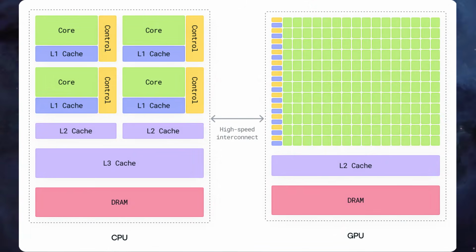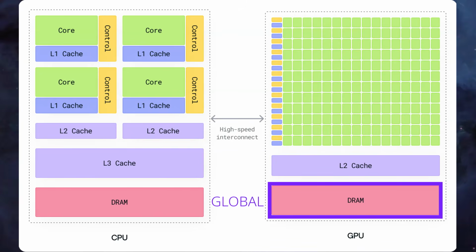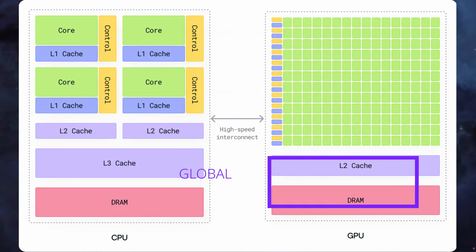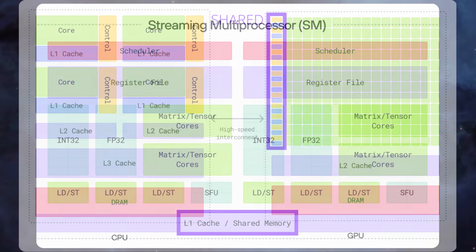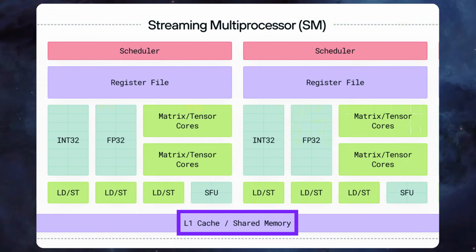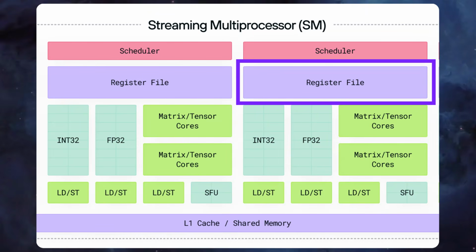GPUs have a memory hierarchy. At the bottom is global memory. It's very large, measured in gigabytes, but it's slow, hundreds of cycles per access. In the middle, shared memory. This is small, but fast, only a handful of cycles. At the very top, registers. These are the fastest, but also the most constrained.